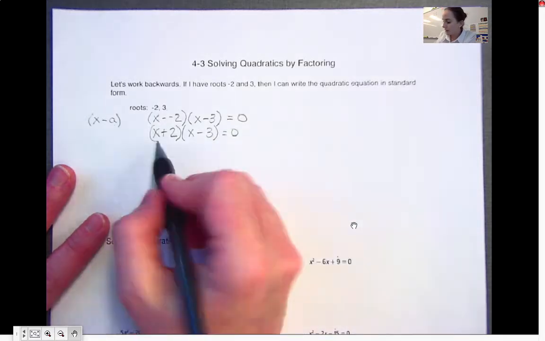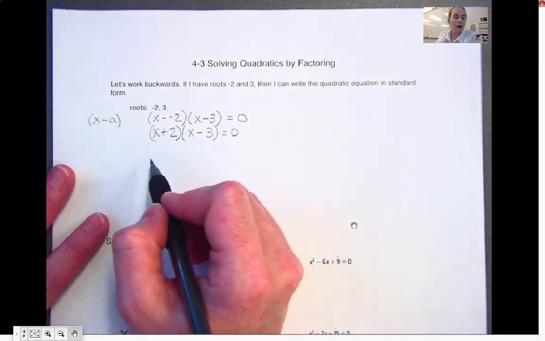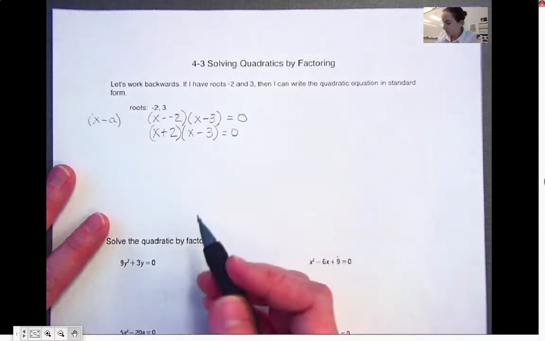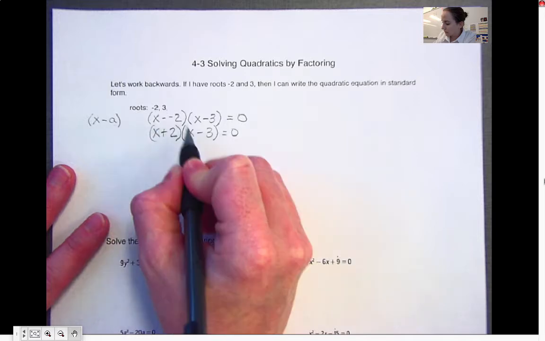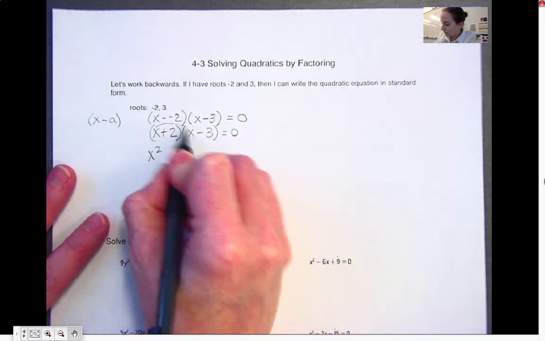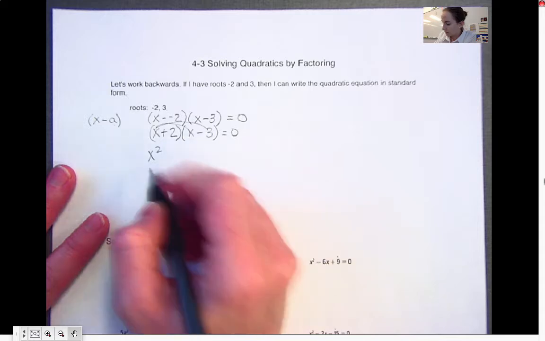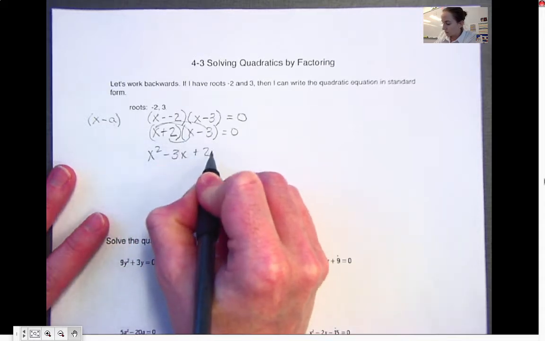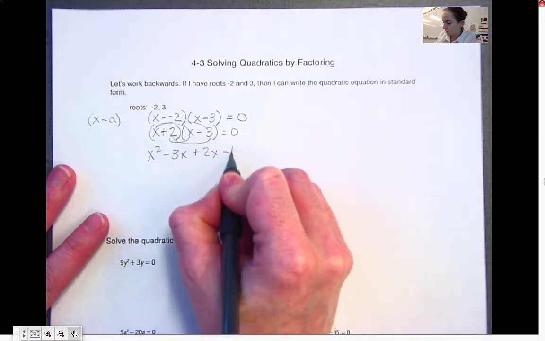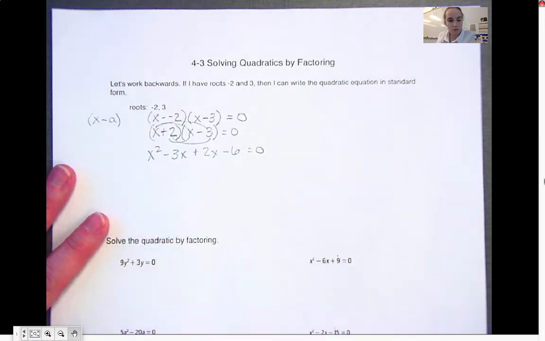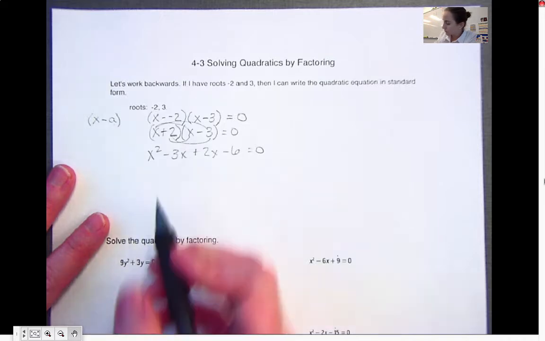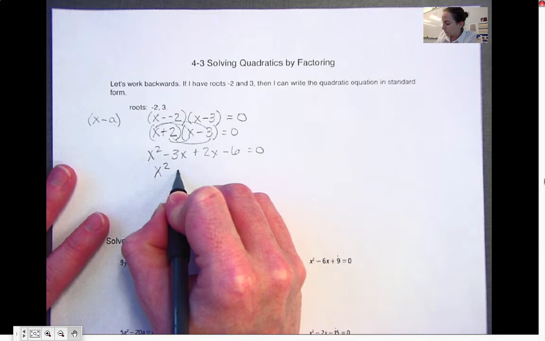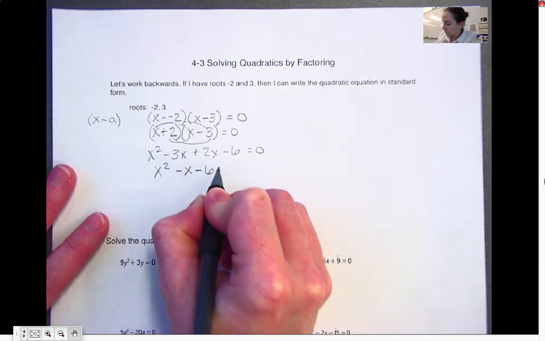Okay, and then if you FOIL this, or however you choose to multiply it out, if you multiply it back out, x times x is x squared. X times negative 3 is negative 3x. 2 times x is 2x. And 2 times negative 3 is negative 6. All that will equal 0 because these are roots. Simplify the like terms. Minus x minus 6 equals 0.